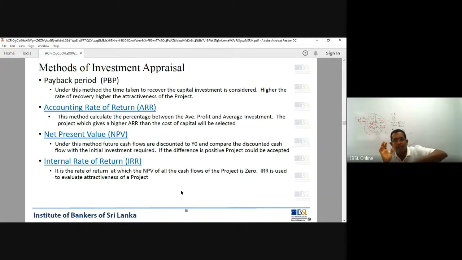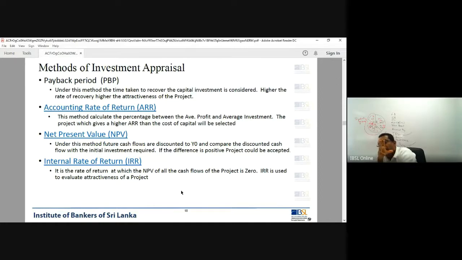I have a project, I need to invest 100 million rupees. Can I recover it within 3 years? I have a project A, I can recover within 5 years. I have a project B, I can recover my 100 million within 8 years. Which one is better? For me, 5 years is better.